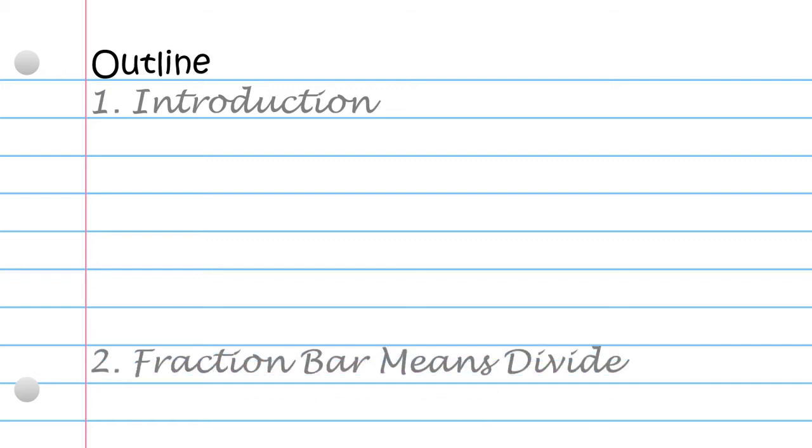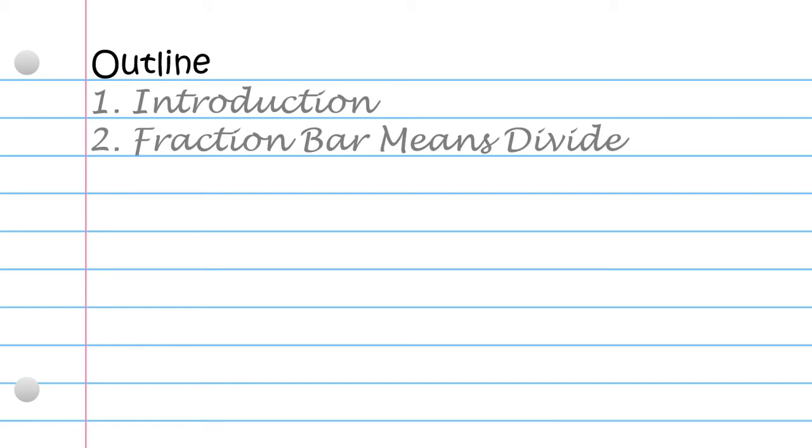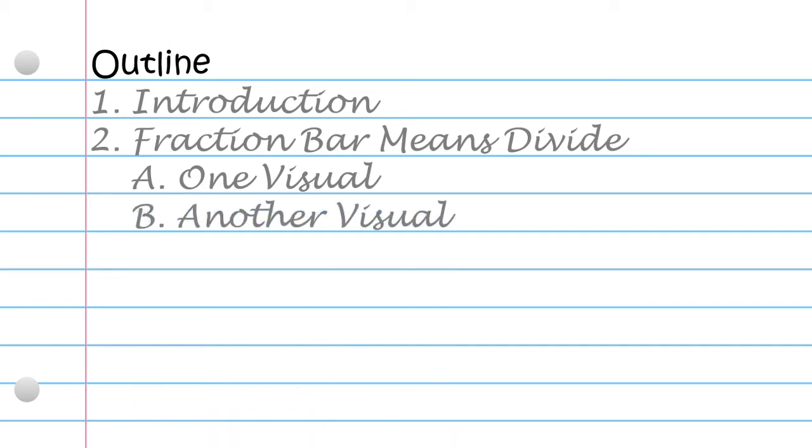I would now like to share my outline so that you can know what I'll be talking about and in what order. So first is the introduction, which is basically just an overview of the previous slide and the outline which I'm going over right now. And then I talk about why the fraction bar means divides, why a over b means a divided by b, why 2/5 means 2 divided by 5. I explain why this is the case using one visual and then by using another visual.